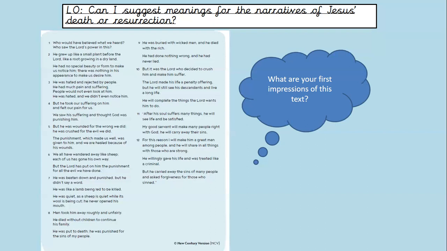He will complete the things the Lord wants him to do. After his soul suffers many things, he will see life and be satisfied. My good servant will make many people right with God. He will carry away their sins. For this reason, I will make him a great man among people, and he will share in all things for those who are strong. He willingly gave his life and was treated like a criminal, but he carried away the sins of many people and asked forgiveness for those who sinned.